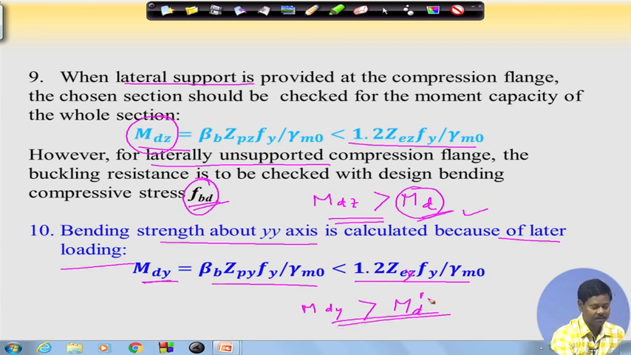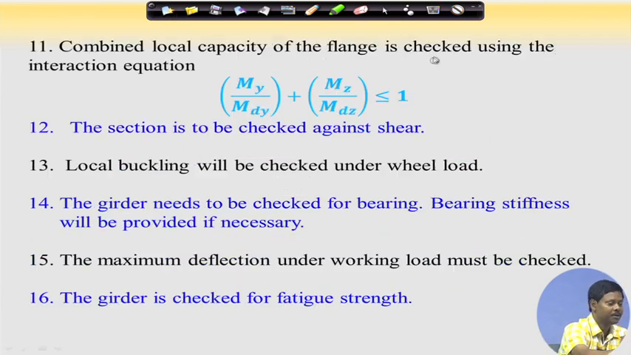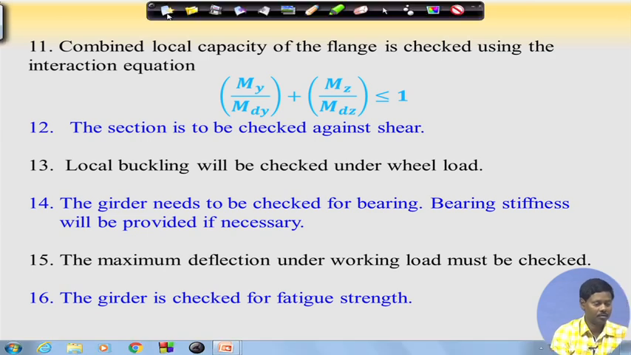If it is not satisfying, then again we have to increase the section size, and if it satisfies this criterion, then we will go for the next step. The next step will be the combined local capacity, which will be calculated and checked using the interaction equation. There we can see that My by MDY plus Mz by MDZ should be less than or equal to 1. So, we need to check the combined local capacity of the flange using the interaction equation.